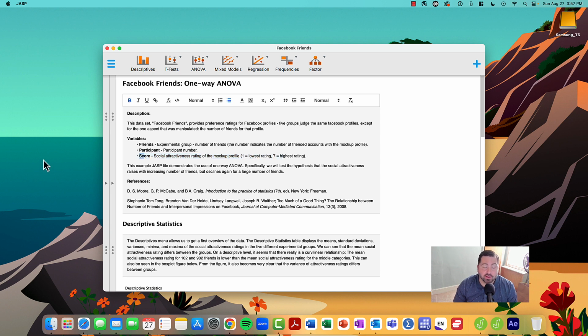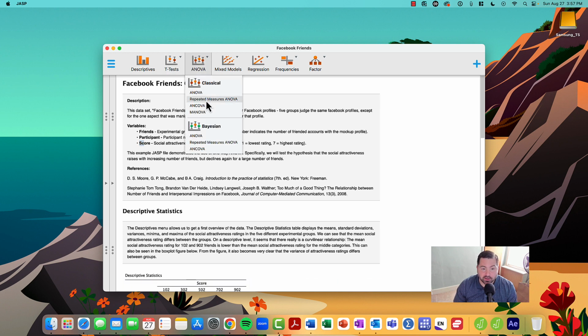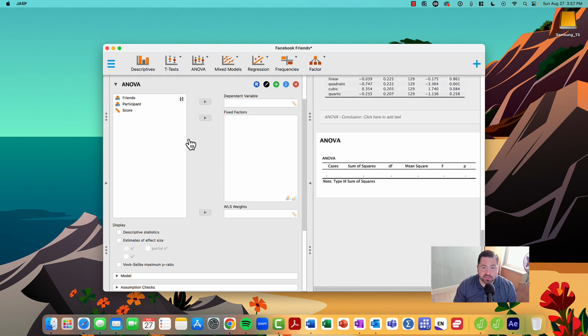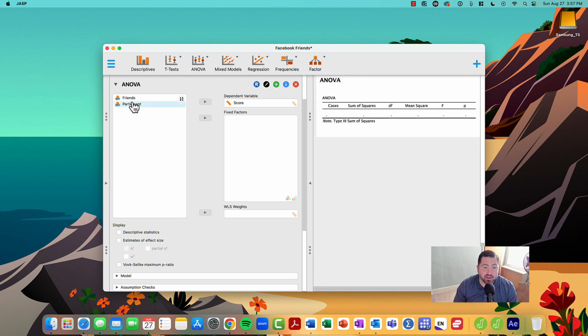To go ahead and perform the ANOVA, we're going to go to the top and select ANOVA, and we're going to choose ANOVA. Once the dialog box opens, we're going to take the score and move that to the dependent variables box, since that's our dependent variable. We'll select the friends and move that to the fixed factors box, since that's our independent variable.